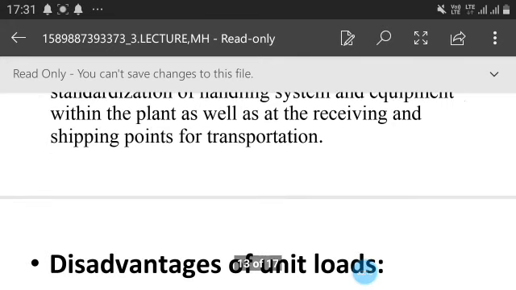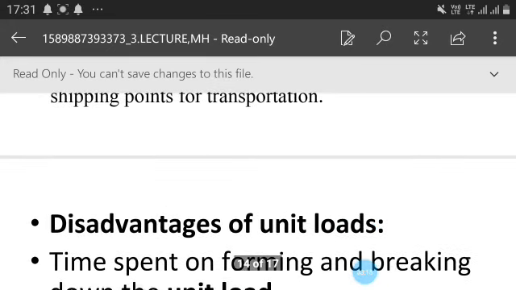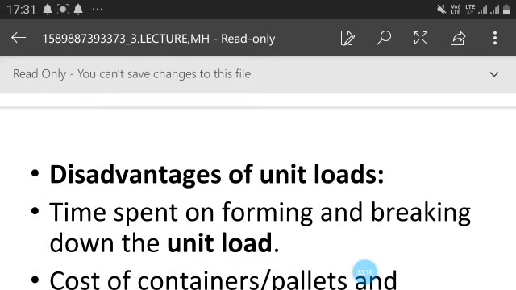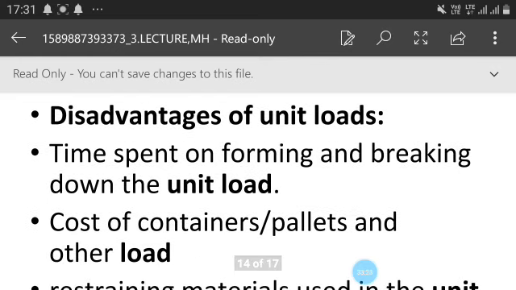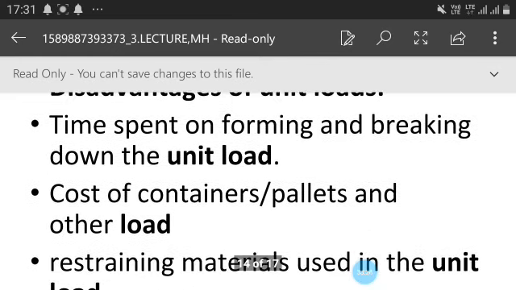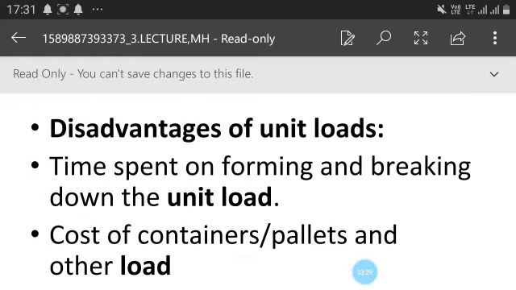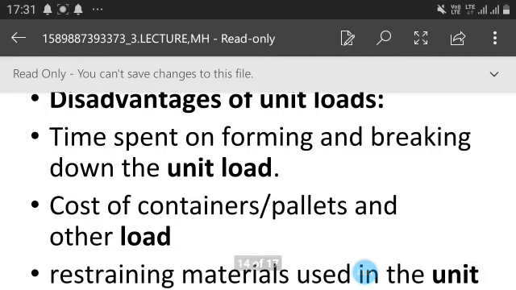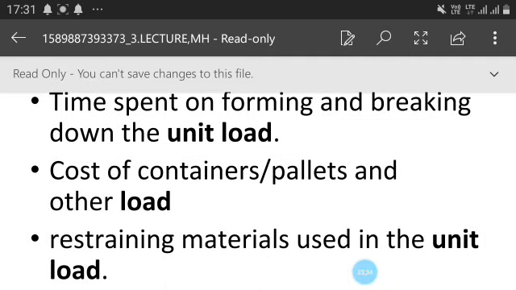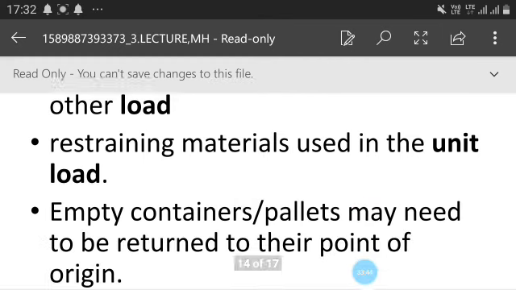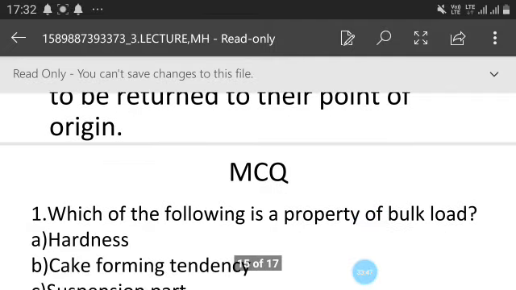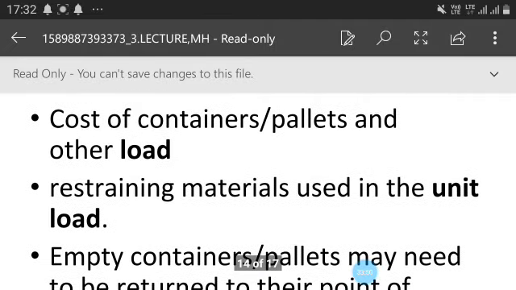Also the disadvantages of unit loads: the time spent forming and breaking down the unit load, and the cost of containers, pallets, and other loads will be there. The restraint materials used in these unit loads will also be required. The empty containers and pallets may need to be returned to their points of origin, and a few other things as well.